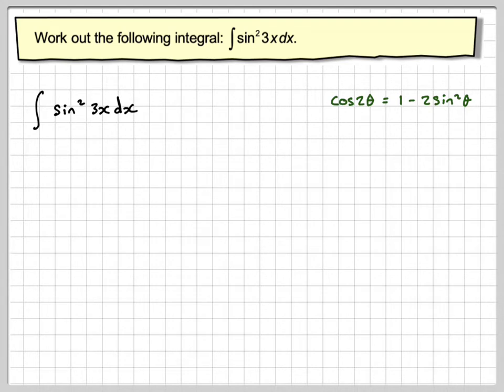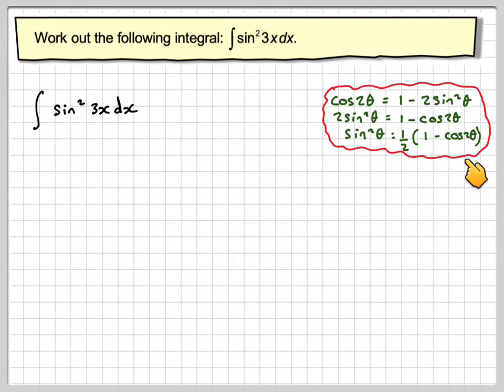If we attempt to make sine squared theta the subject, we get 2 sine squared theta is 1 minus cos 2 theta, and therefore sine squared theta will be a half of 1 minus cos 2 theta. So we're going to replace this with something like this. So we're going to have the half out the side of the integral sign, and then in brackets we're going to have the 1 minus cos.